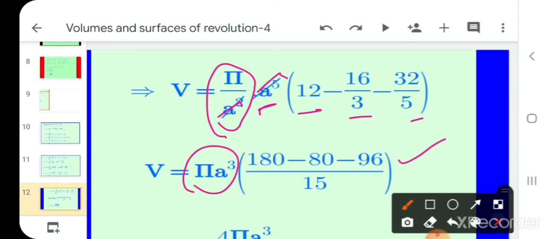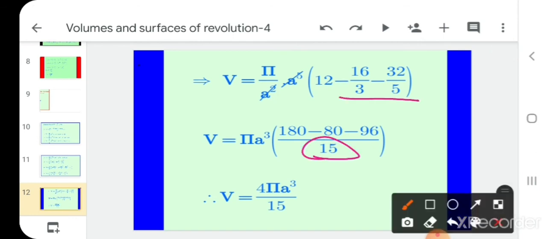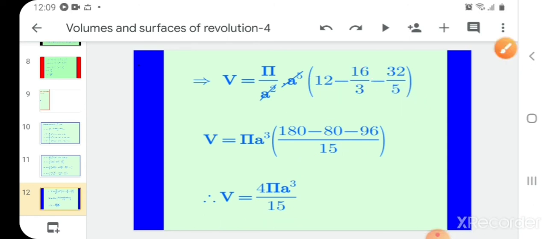Taking the LCM, what is the LCM here? LCM of 3 and 5 is 15. 15 into 12 is 180. Here we have 3, so 5 times 16 is 80. Here we have 5, so 3 times 32 is 96. Therefore, what is the total volume here? 4 pi a cube by 15 is the volume of the given curve.